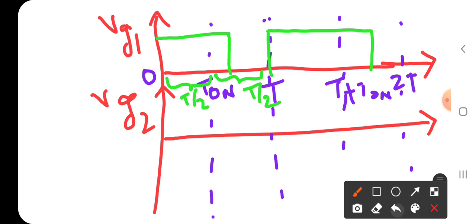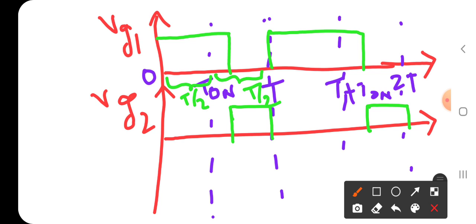Oh, sorry, this is the second chopper, and again this will be the third operation, and this is fourth. Now what happened during these intervals? So let us see that.